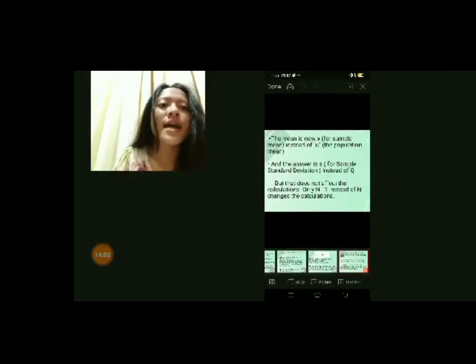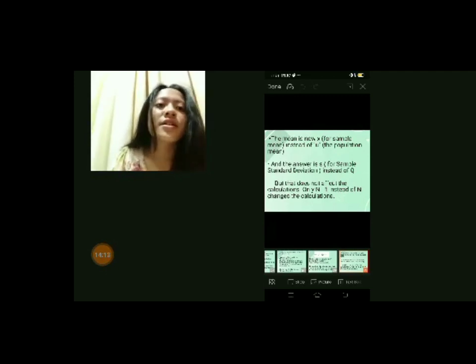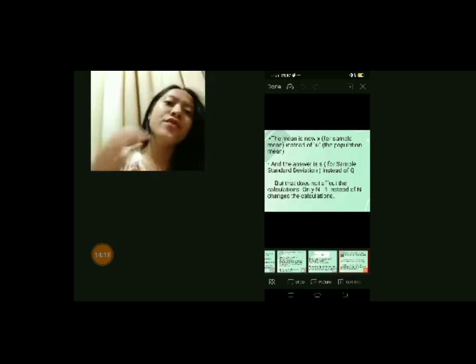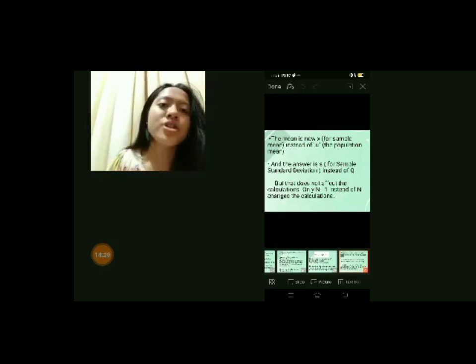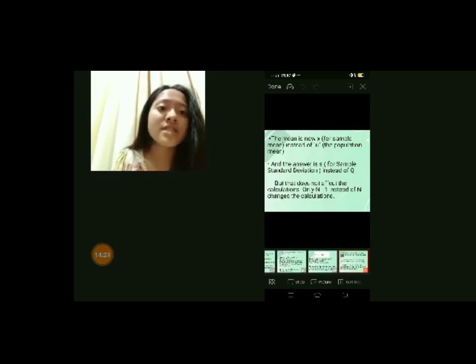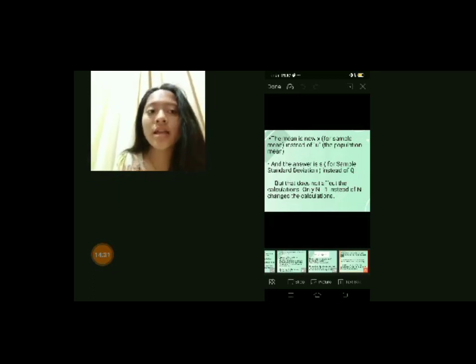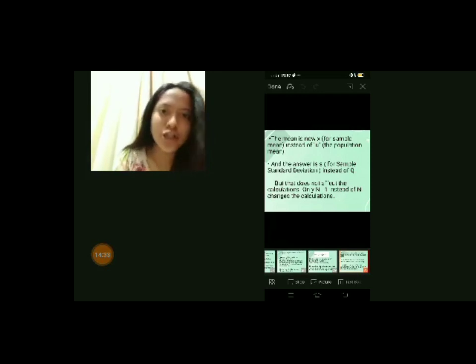The symbols also change to reflect that we are working on a sample instead of the whole population. So the mean is now x̄ for the sample mean, instead of μ. And S is the symbol for the sample standard deviation instead of σ. But that does not affect the calculation, only n minus 1 instead of n changes the calculation.